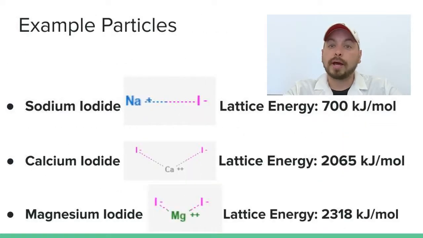Let's take a look at 3 examples here. Here I have sodium iodide, calcium iodide, and magnesium iodide with their ionic lattice energies listed. Now, if we take a look, the sodium iodide, the calcium iodide, and the magnesium iodide have 2 variables. First of all, the sodium is a +1 charge, whereas the calcium and magnesium are +2. Secondly, sodium, calcium, and magnesium are all different sizes. Now, we can't compare both at once. So what we're going to do first is compare based off of charge.